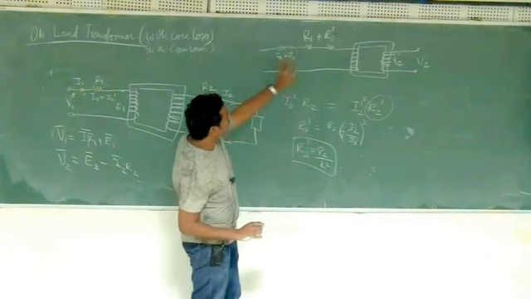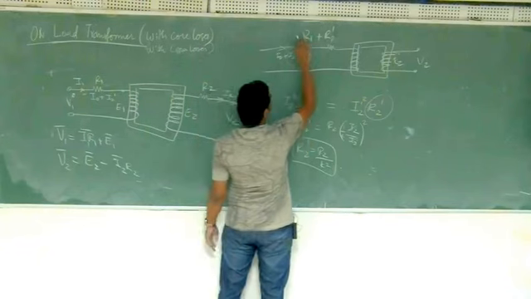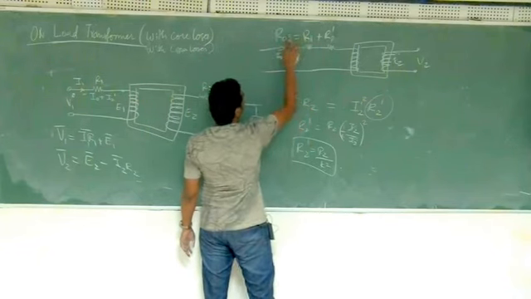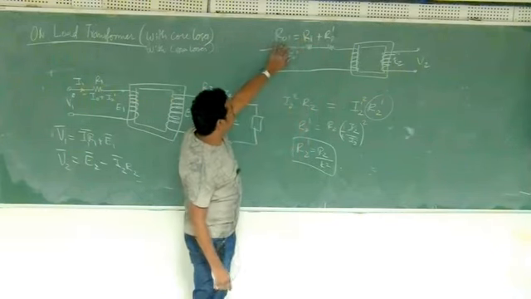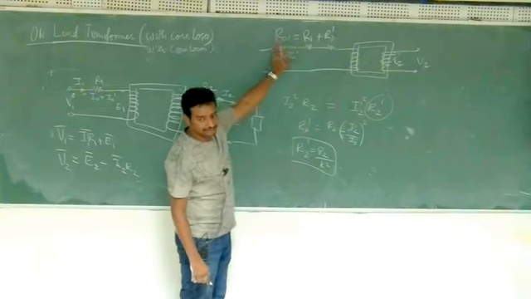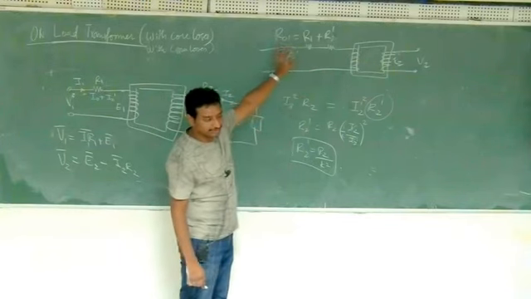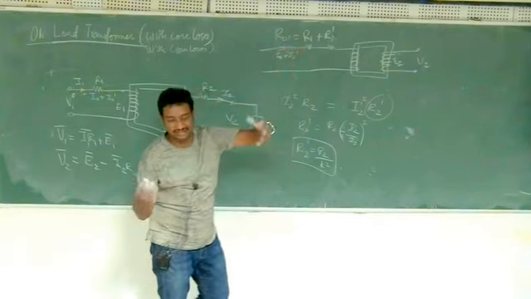Now this whole thing I can give another notation, R01: total primary resistance after considering both sides. So R01 is like a notation.